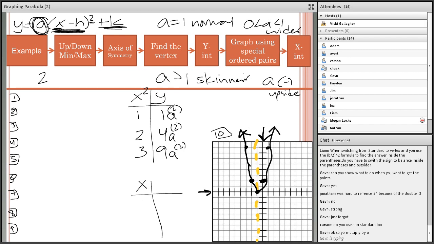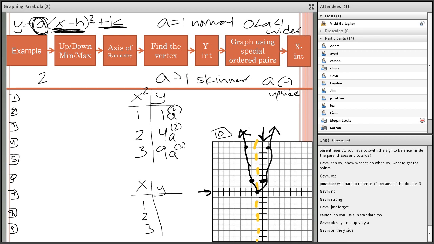The 1, 2, 3 stay the same always, but my y values are now 1 times 2, which is 2, 4 times 2, which is 8, and 9 times 2, which is 18. So your y values are the only numbers that will change. The 1, 2, 3 will not change. The 1, 4, 9 will change.